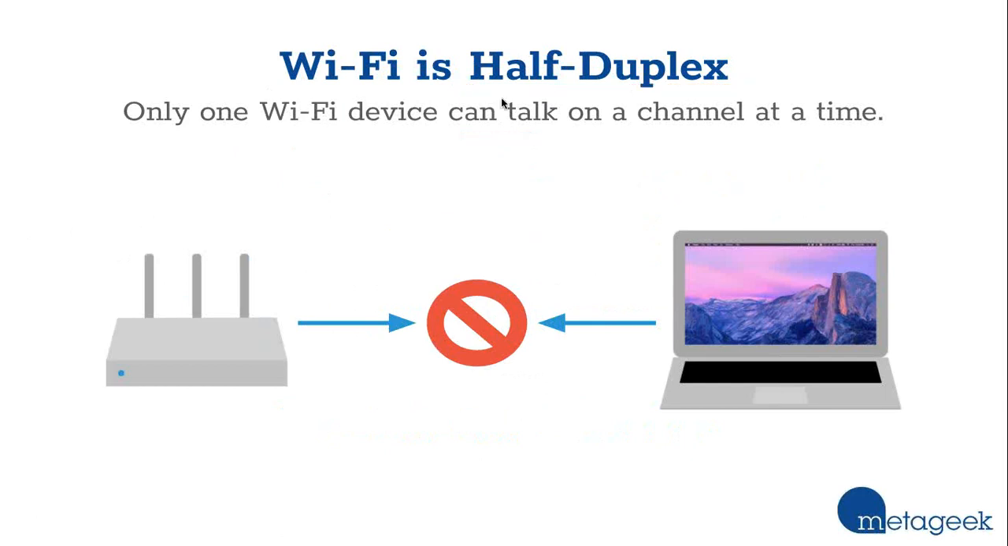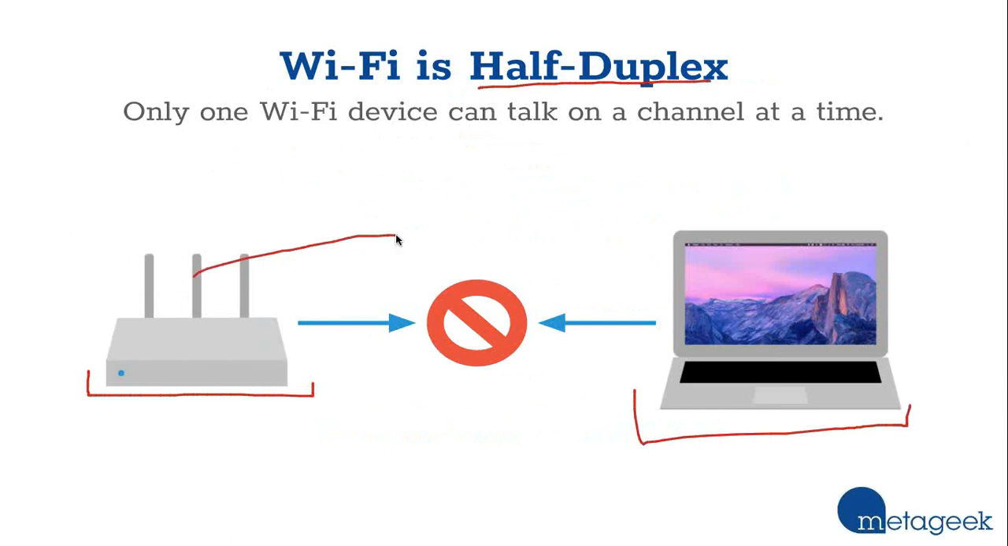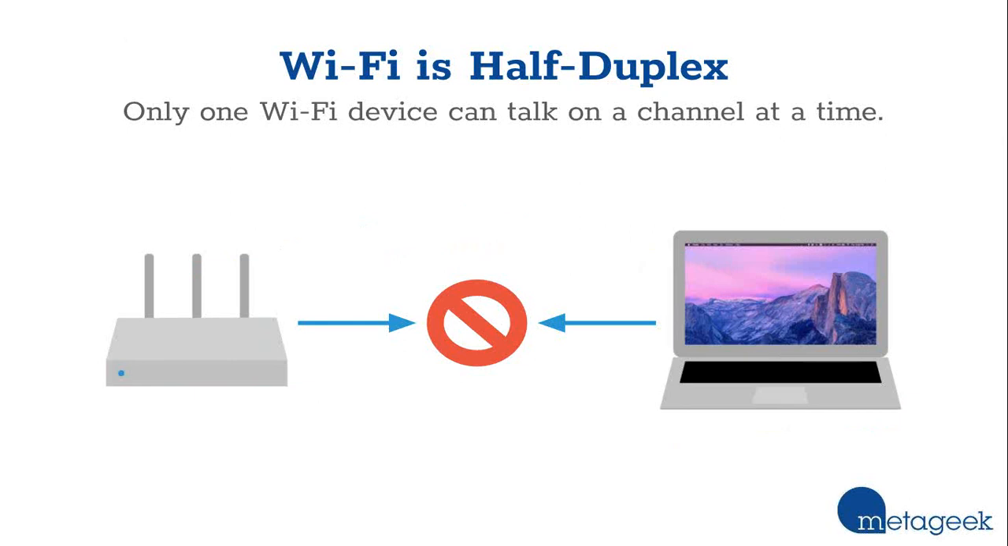Wi-Fi is a little bit different though, in that Wi-Fi is half duplex, which means only one device can talk on a channel at a time. If we've got a wireless access point and a client device on the same channel, if they both try to talk at the same time, they're basically just going to cancel each other out. It's just like a human conversation. If you're talking to a friend and you say something and your friend says something at the exact same time, you're going to cancel each other out and neither of you will be able to understand the other. Wi-Fi is the exact same way. Only one device can talk on a channel at a time.